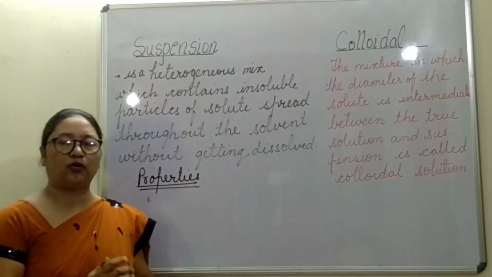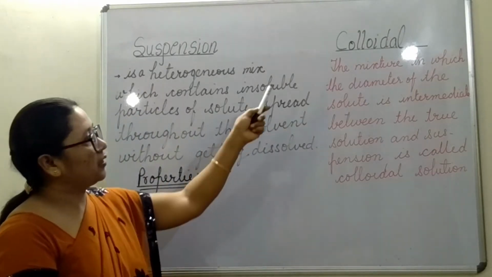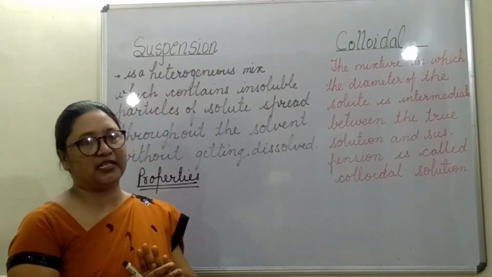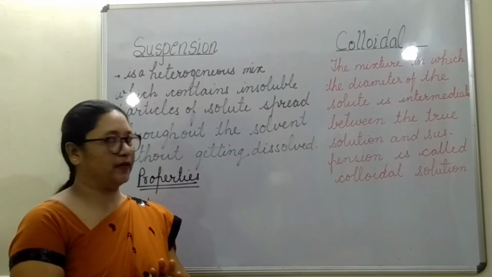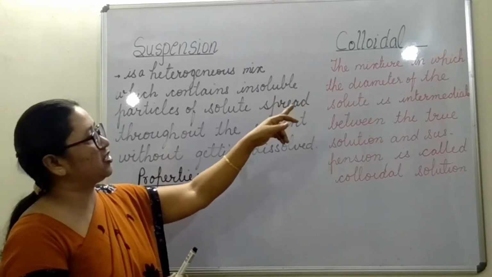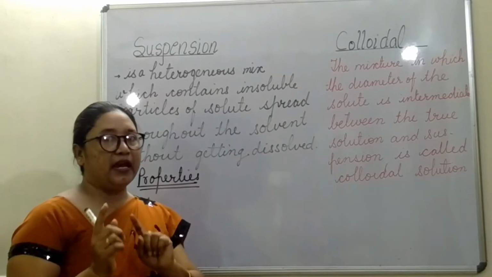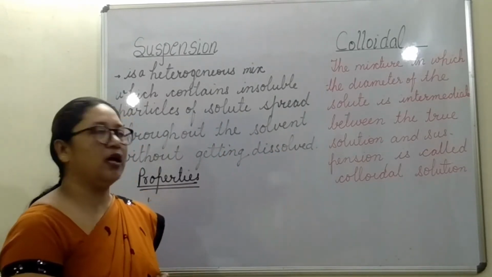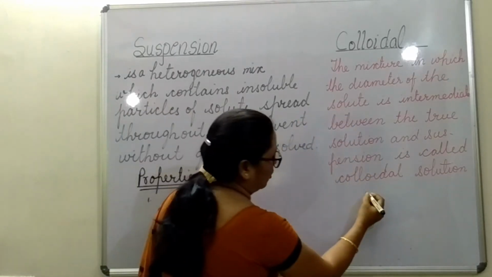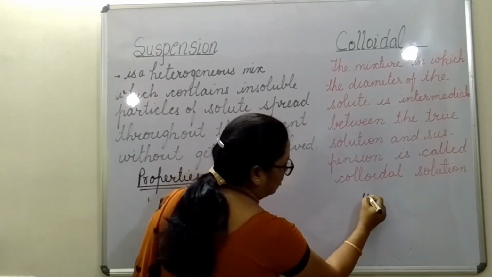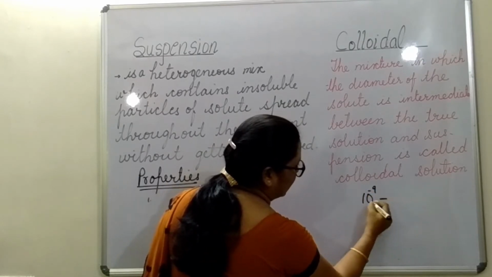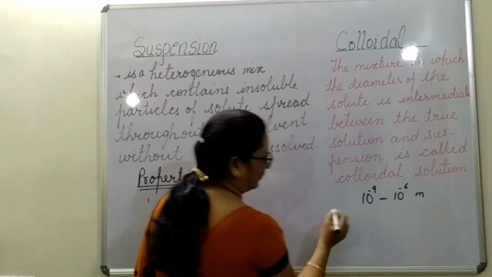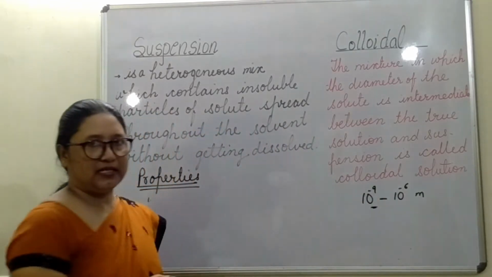Now we will see what a colloidal solution is. A colloidal solution appears like homogeneous but it is heterogeneous in nature. The mixture in which the diameter of the solute is intermediate between the true solution and suspension is called colloidal solution. Here in colloidal, the particle size will lie between 10 to the power minus 9 to 10 to the power minus 6 meter. So this is the particle size.